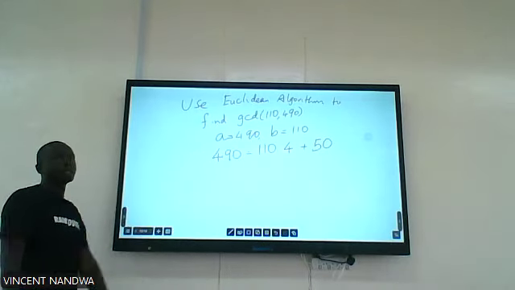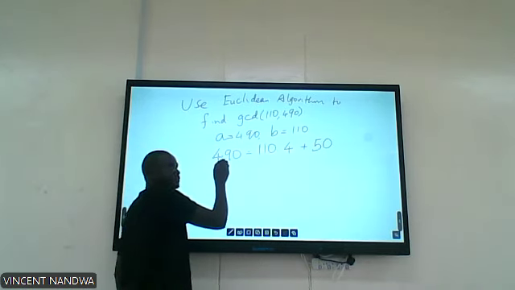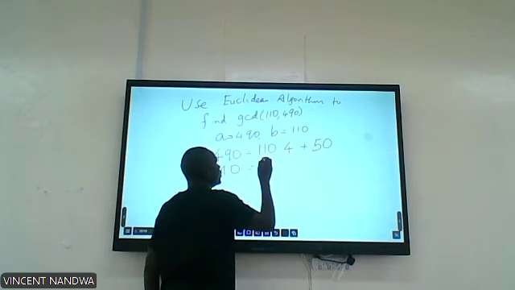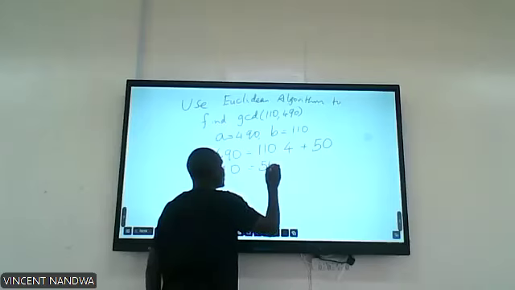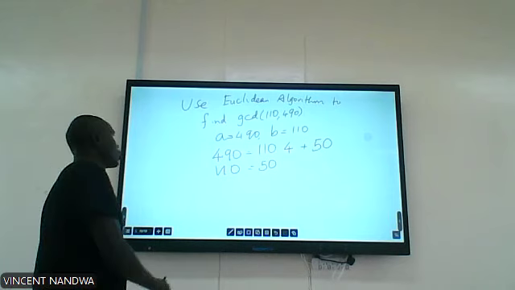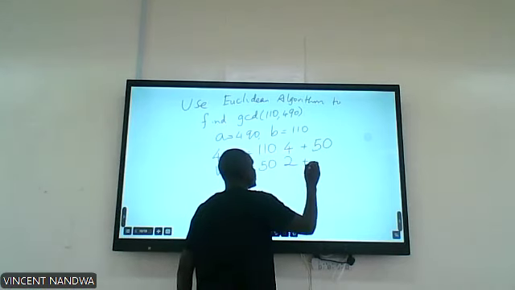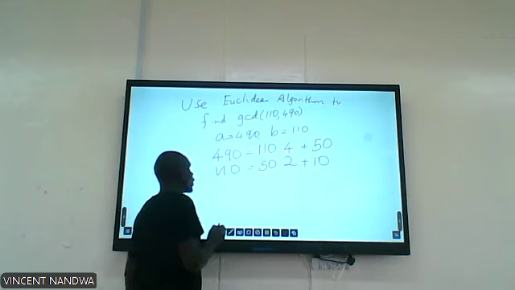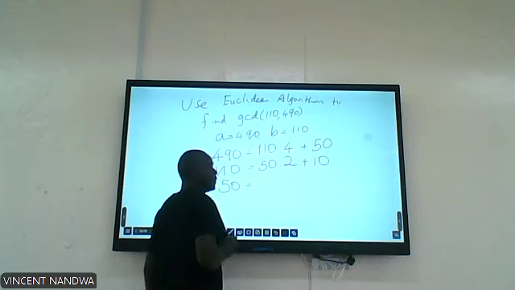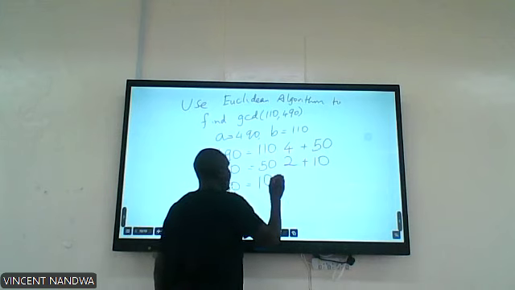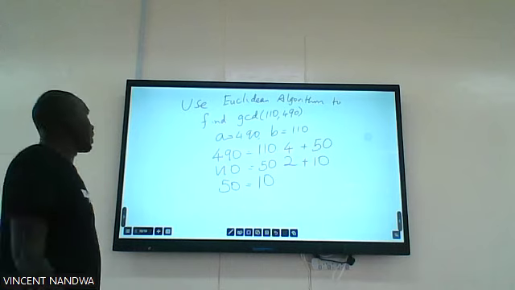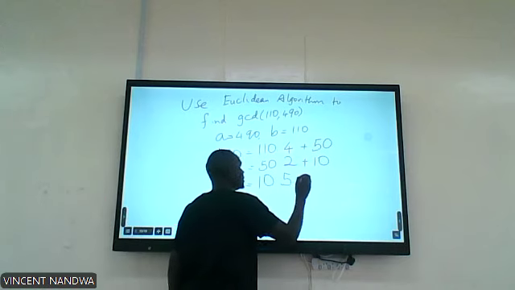B is 110. So then what takes the role of A? 110. Then B will be 50. The closest multiple of 50 to 110 is 2, then the remainder is 10. So A will be taken by 50, then 10. So for the next step, 5, remainder 0.